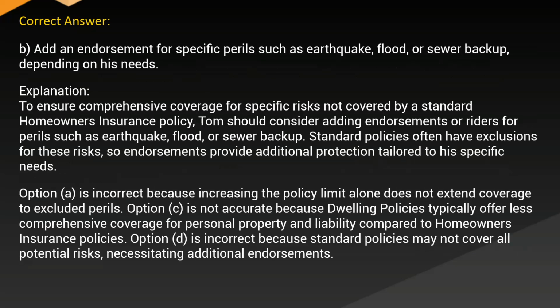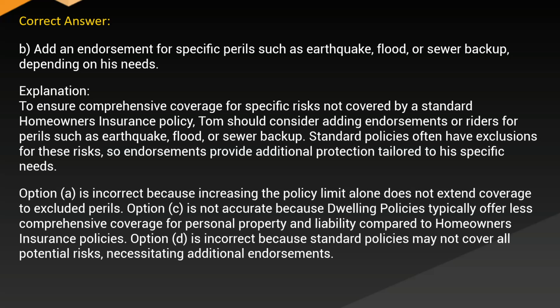Correct answer. B. Add an endorsement for specific perils such as earthquake, flood, or sewer backup, depending on his needs. Explanation. To ensure comprehensive coverage for specific risks not covered by a standard homeowner's insurance policy, Tom should consider adding endorsements or riders for perils such as earthquake, flood, or sewer backup. Standard policies often have exclusions for these risks, so endorsements provide additional protection tailored to his specific needs.